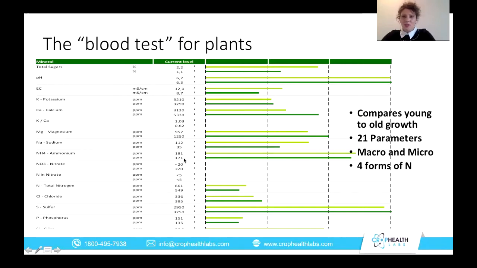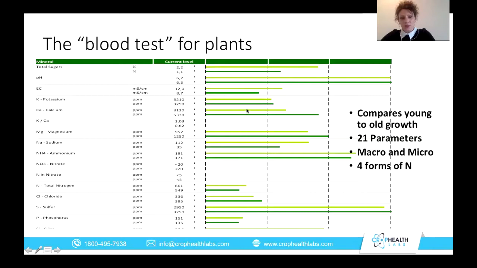Sometimes it's easier to describe what something is by what it is not. And again, we are not dealing with tissue analysis. We're not dealing with soil. This is a completely new type of data that we're working with. Again, as a blood test for plants, we have here the young growth. So younger leaves that are tested are shown here with the light green coloring, and the darker leaves are reflected by the dark green coloring.